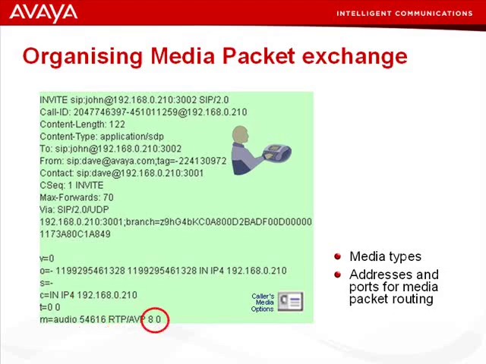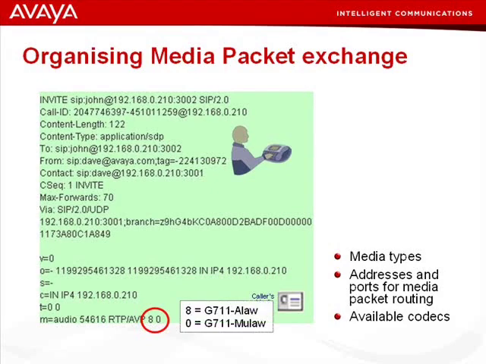Finally, I tend to look at the digits at the end of the media headers. Now these digits represent the codecs the user agent is willing to use in encoding the media before sending it out across the network. In this case, the user agent has two codecs it's willing to use, 8 representing the G711 ALAW codec and 0 representing the G711 MULAW codec.